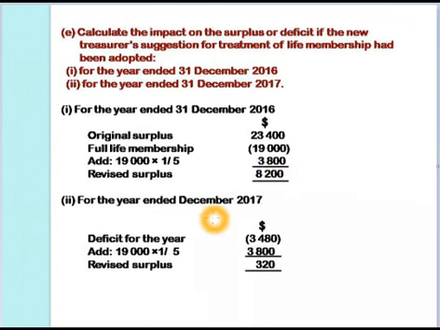$8,200. And when we do the same calculation for 31st December 2017, then as we have made the income and expenditure account, there we got the deficit for the year as $3,480. And to this, if we add the life membership subscription for this period, that is 1/5 of 19,000, that is $3,800, we get the revised surplus as $320. Instead of a loss, now we are getting a surplus of $320. With this, we end the question.